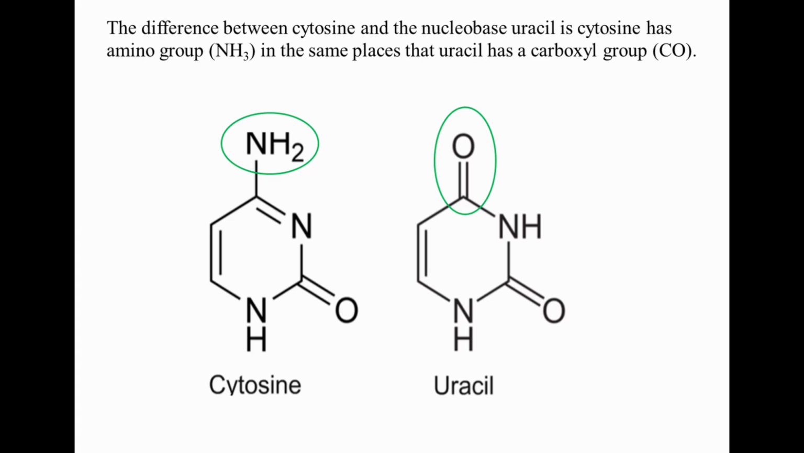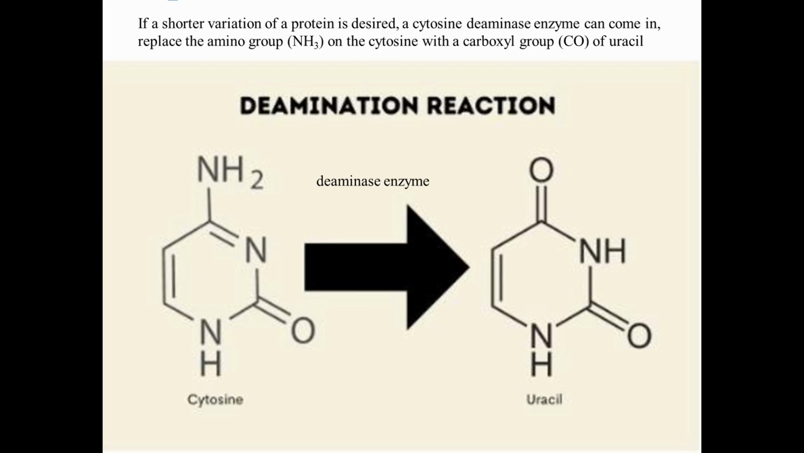The difference between cytosine and the nucleobase uracil is that cytosine has an amino group NH3 in the same place that uracil has a carboxyl group CO. If a shorter variation of a protein is desired, a cytosine deaminase enzyme can come in and replace the amino group NH3 on the cytosine with the carboxyl group CO of uracil.